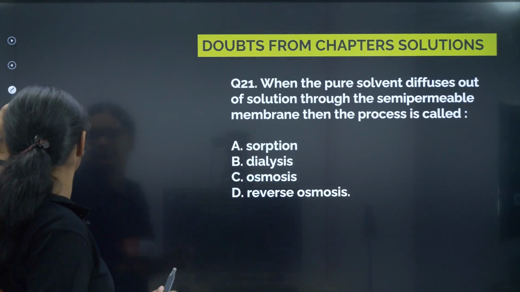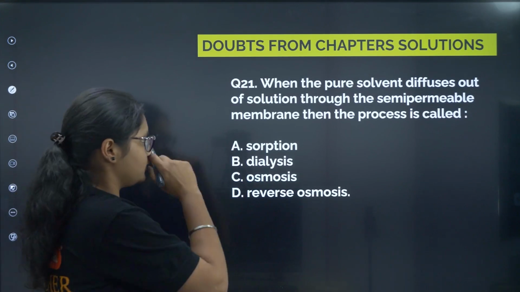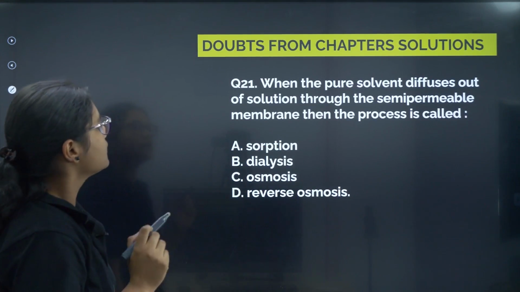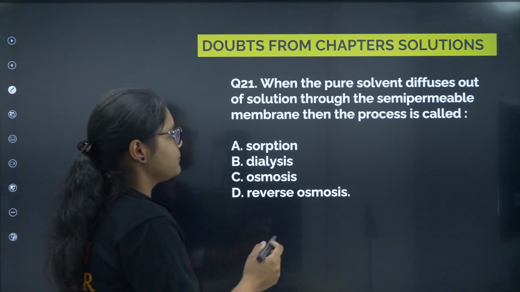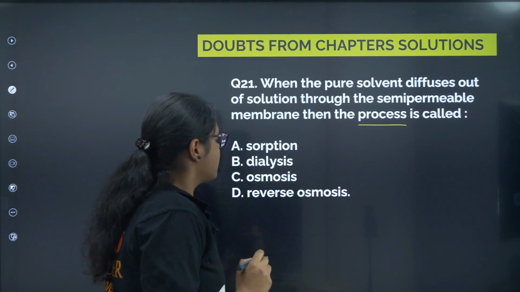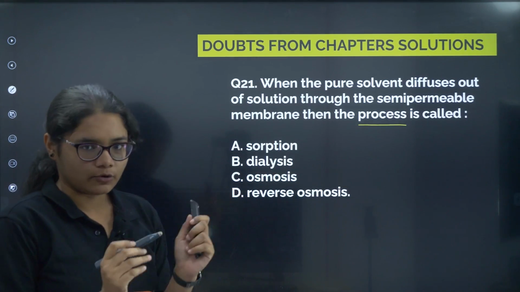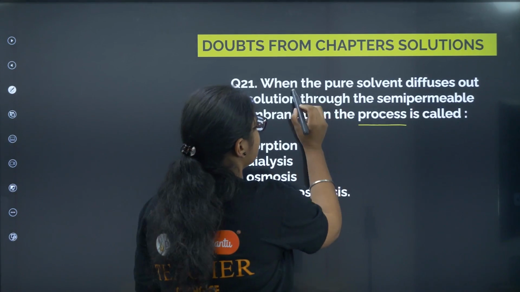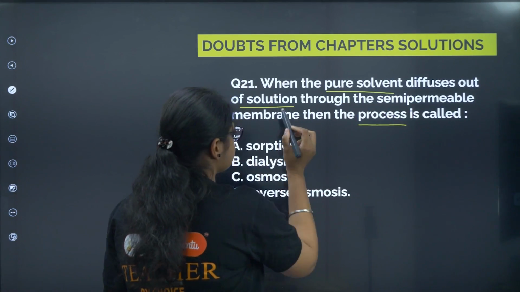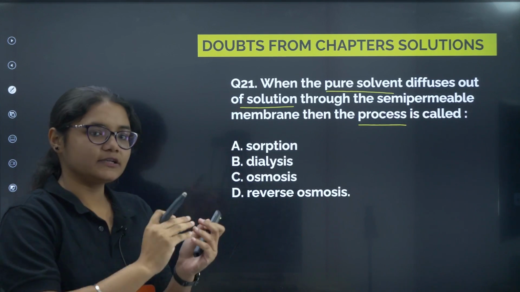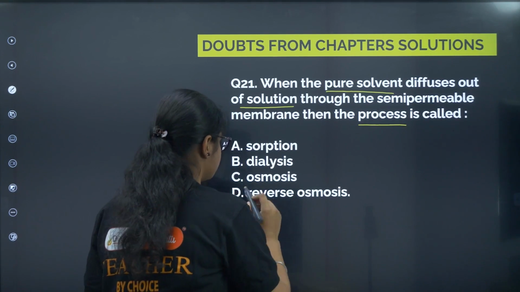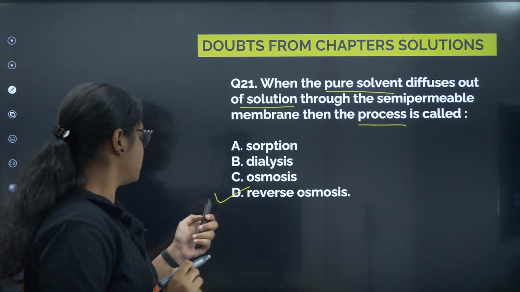One doubt you people have is: when the pure solvent diffuses out of the solution through the semi-permeable membrane, then the process is called? I told the answer is osmosis, but you have to read the statement a little carefully. Pure solvent diffuses out of the solution, so from the solution, the solvent is going out. The correct answer for this will be reverse osmosis.